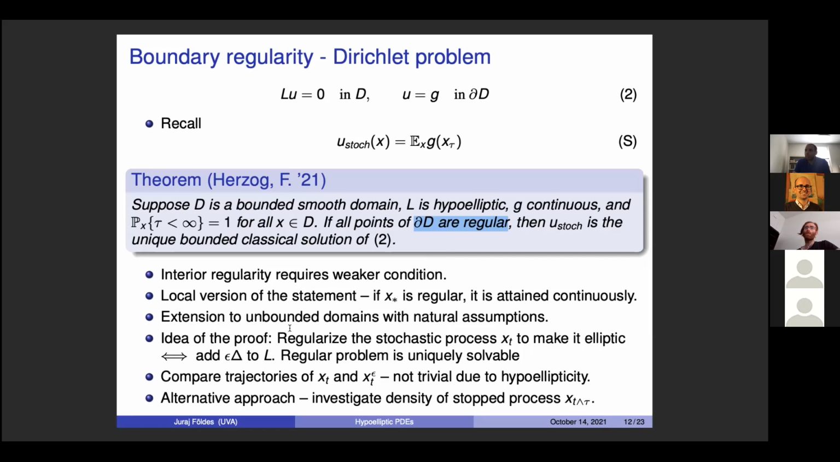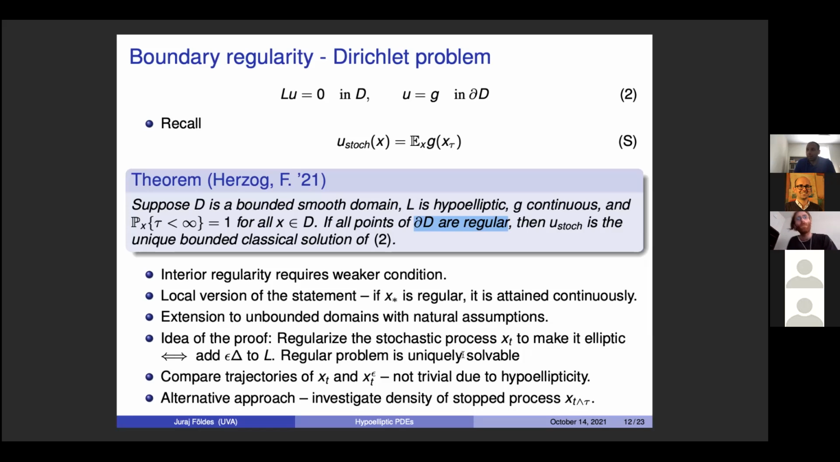There are extensions to unbounded domains. We can do that with some natural assumptions about the finiteness of this expectation and so on and so forth. And we actually have two proofs of this one. One is to regularize the stochastic process to make it elliptic, which really means adding epsilon times the Laplacian to our hypoelliptic operator, which makes it elliptic.